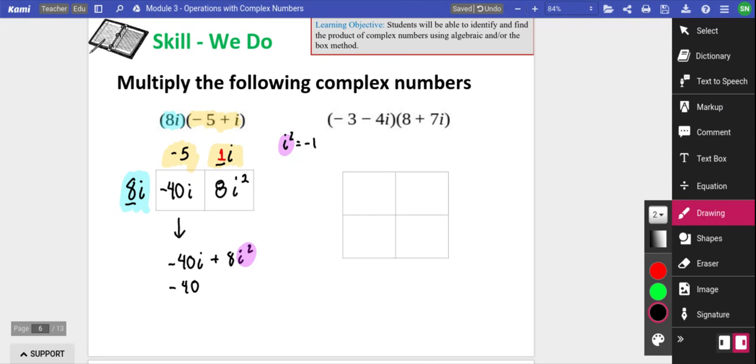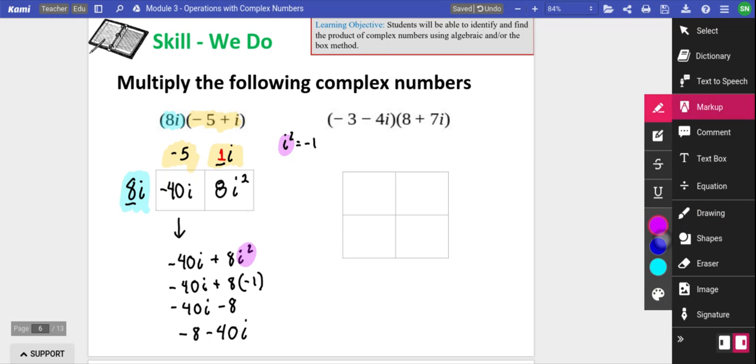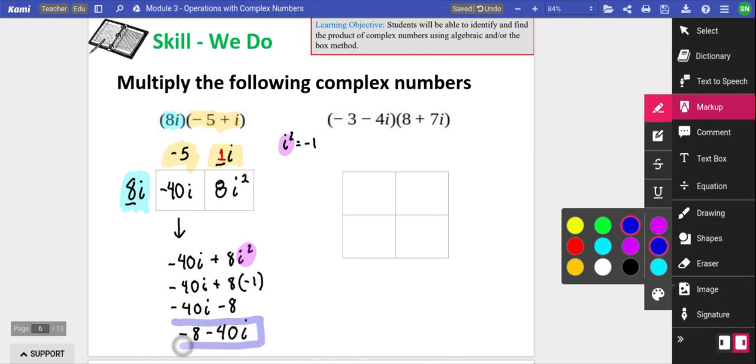Let's keep simplifying. -40i plus 8 times -1, -40i. Then we have 8 times -1 is -8. We always place the real numbers first. That means the numbers with no i. So we put -8 minus 40i. And this is our answer for problem number 1.